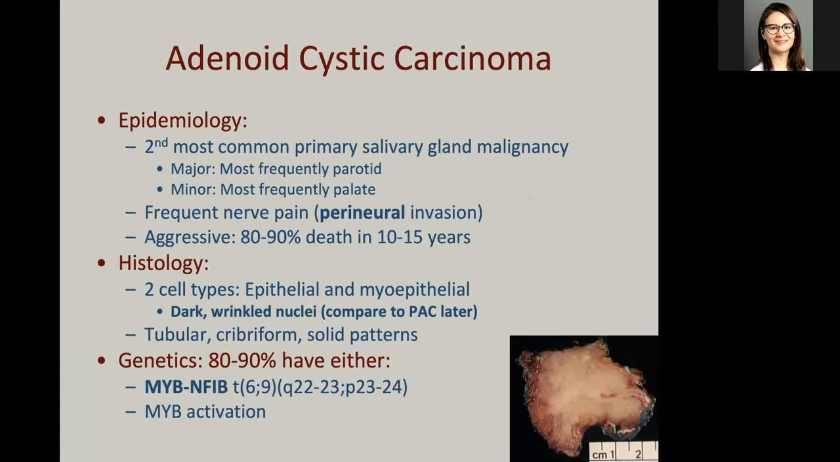So most frequently in the major glands, this is going to be, of course, parotid. And then the second site we see this for minor glands is the palate. As you know, perineural invasion is very common, and these can be very aggressive. They can hide in the nerves, travel up the nerves. They can metastasize to visceral sites like lung, etc.